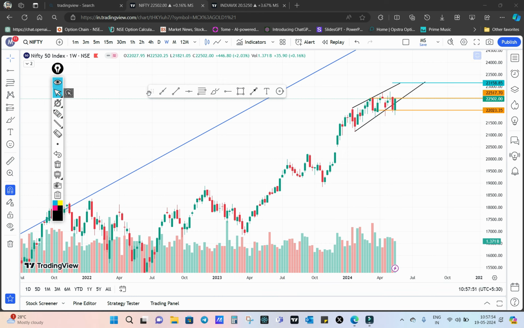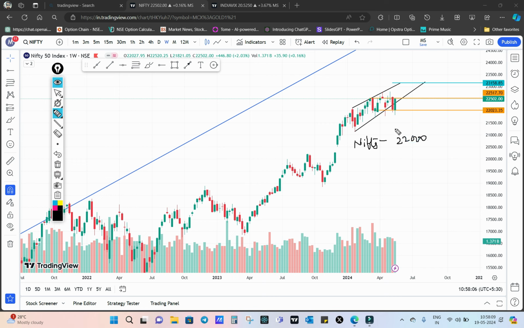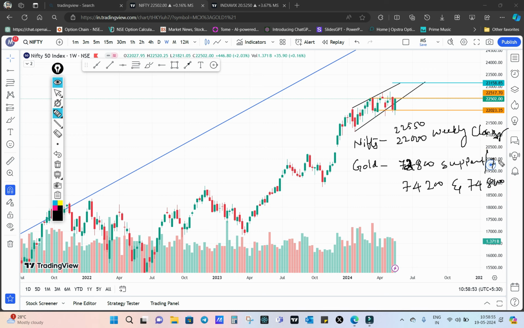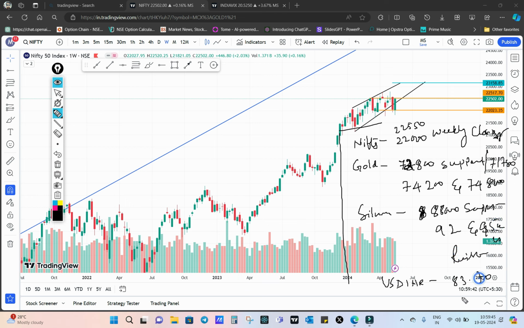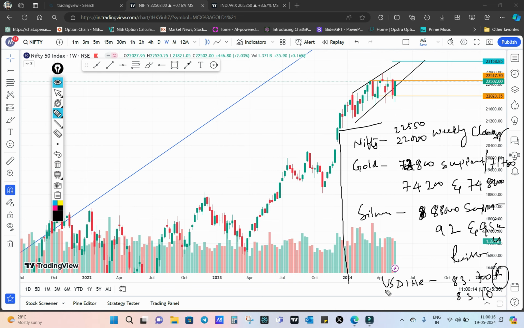I will come to one conclusion: Nifty weekly closing basis 22,000 is the big support, and 22,550 is the big resistance. Gold: 72,800 support, 74,200 and 74,800 immediate resistance. Downside support 72,800 and one more 71,750. So this is the gold level. Silver: 88 is good support, 92 and 95,000 is resistance. In USD-INR, the same: 83.70 resistance and 83.10 support.